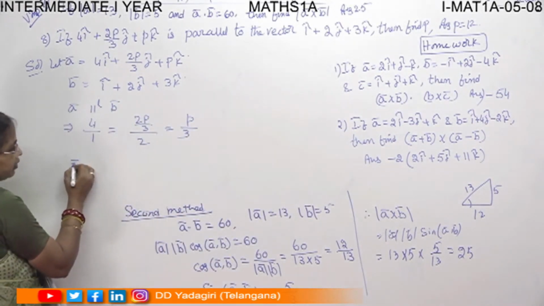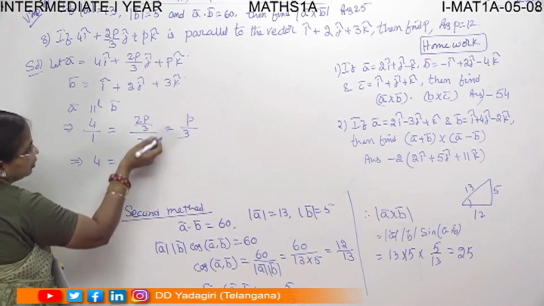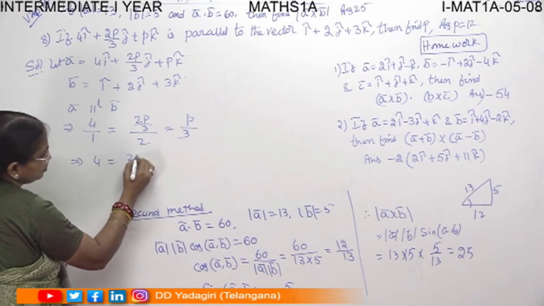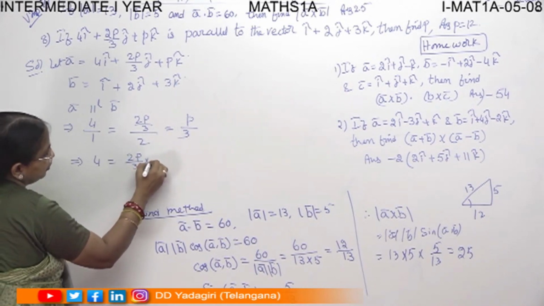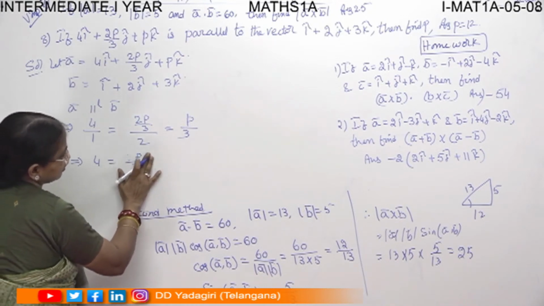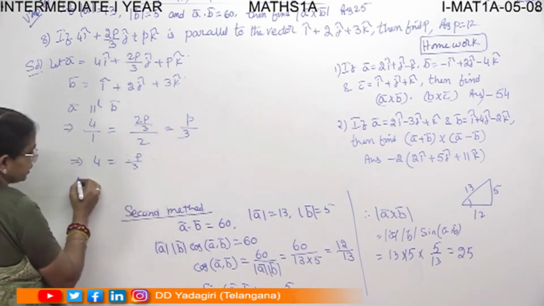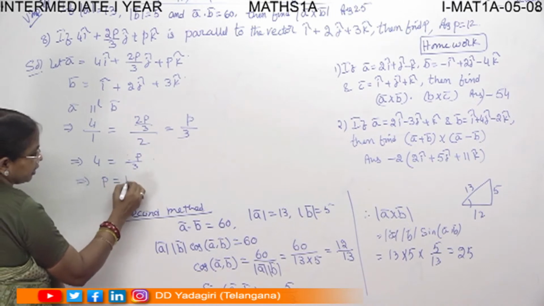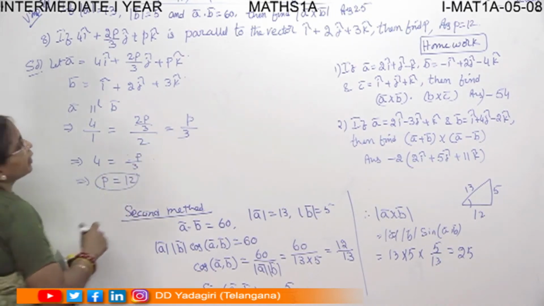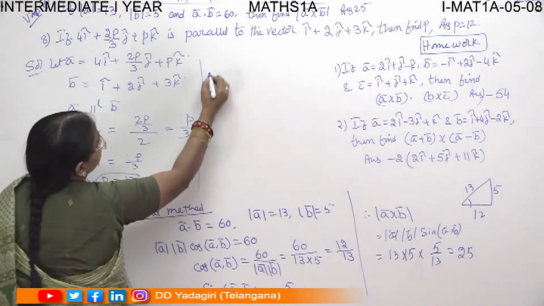So when you simplify, you will get 4 is equal to 2 by 1. So 2p by 3 into 1 by 2 gets cancelled. So you will get p by 3 is equal to 4, which implies p is equal to 12. So this is simple. If you have to use the cross product method, you may do it like this.